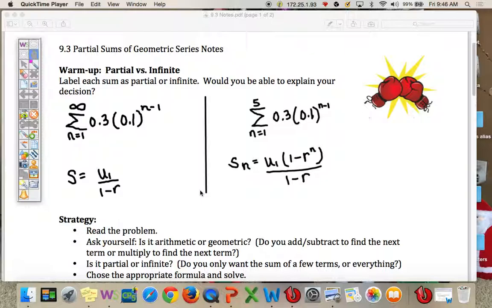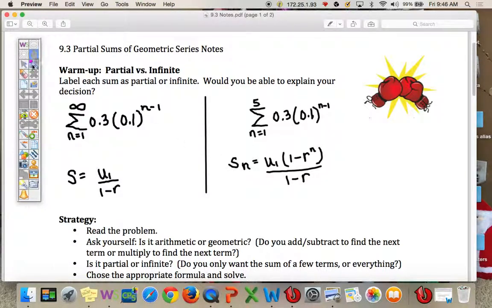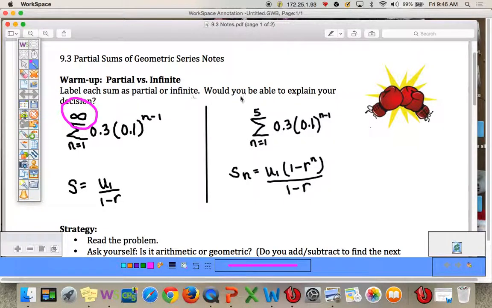Do you see an infinity sign at the top of your notation? All right, so look at the top. Do we want all the terms, or do we want just a certain amount of terms? So this is saying find the sum of the first 5 terms. This is saying find the sum of every term.